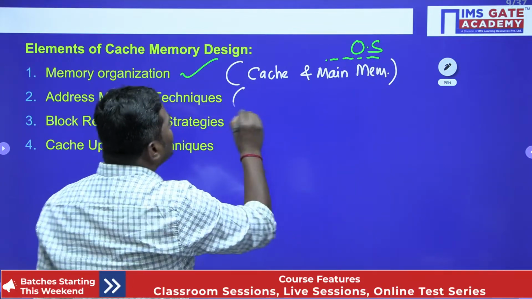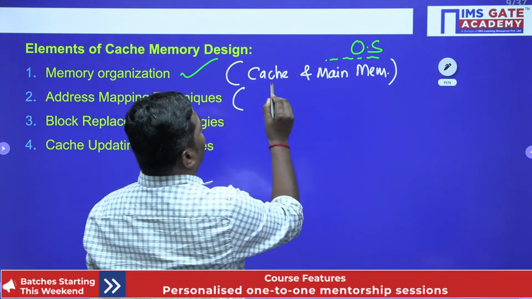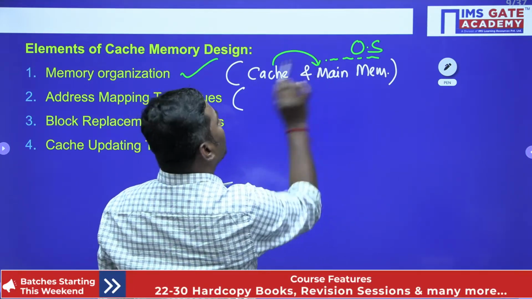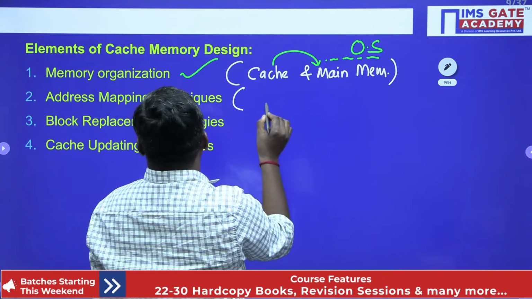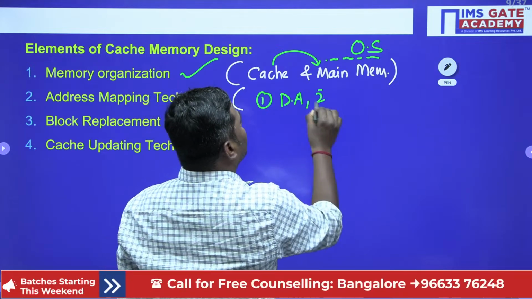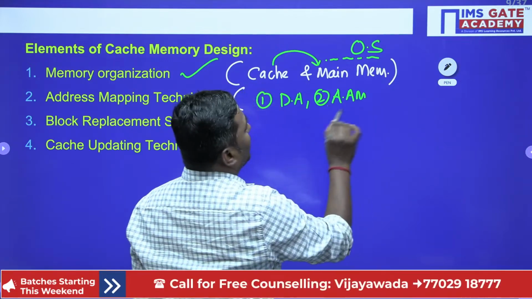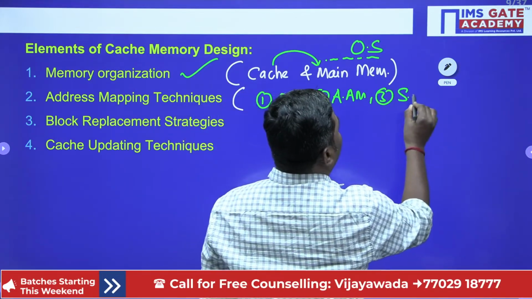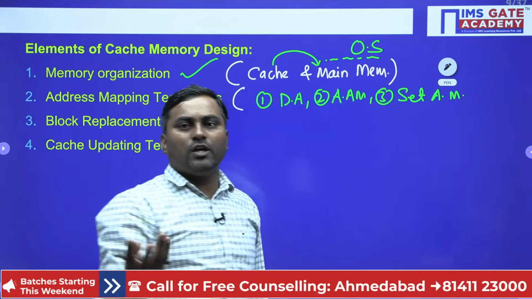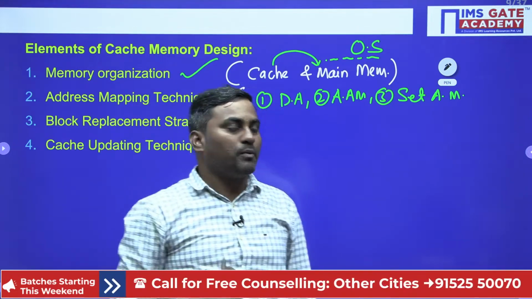Address mapping techniques need to be studied. What are address mapping techniques? How are we going to convert the address space from the cache memory to main memory? Address mapping from cache memory to main memory. There are various address mapping methods. The first approach is direct address mapping. The second approach is associative address mapping, also known as fully associative. The third one is set associative address mapping. There are three approaches which map the main memory address to the cache memory address.